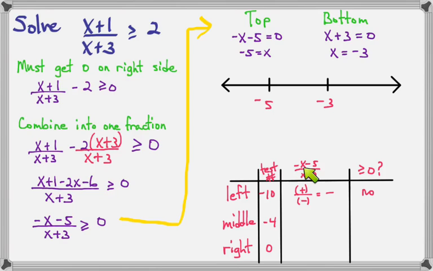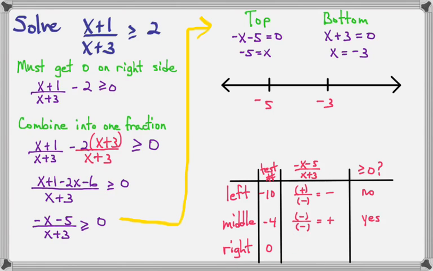Negative, negative 4 minus 5 makes 4 minus 5, which is negative. On the bottom, negative 4 plus 3 makes negative 1, which is negative. Negative divided by negative makes positive. Is that greater than or equal to 0? Yes. Okay, plugging in 0.